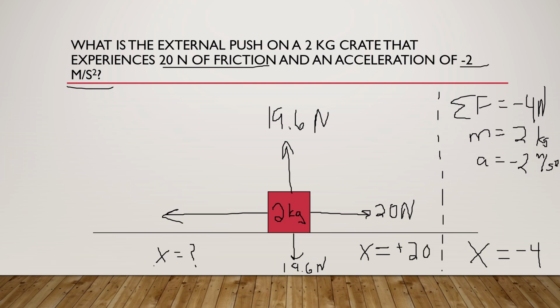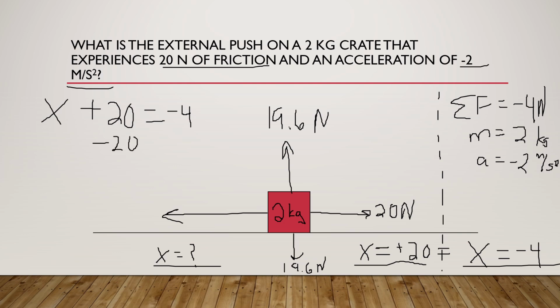So what we're going to do is x plus x equals x, because these are all horizontal arrows. X plus 20 equals negative 4. Minus 20, minus 20. X equals negative 24. Okay, so x equals negative 24.